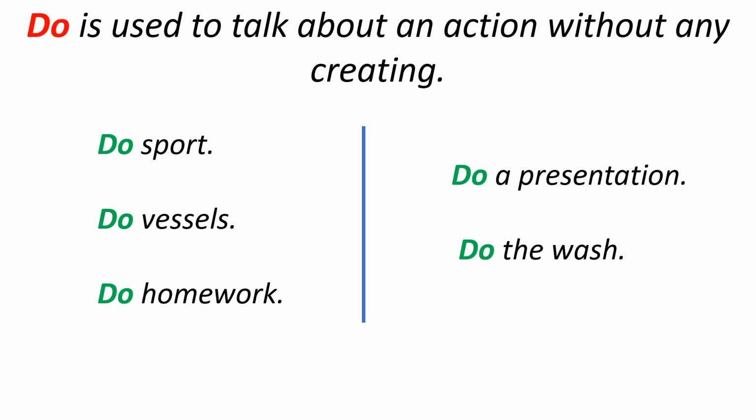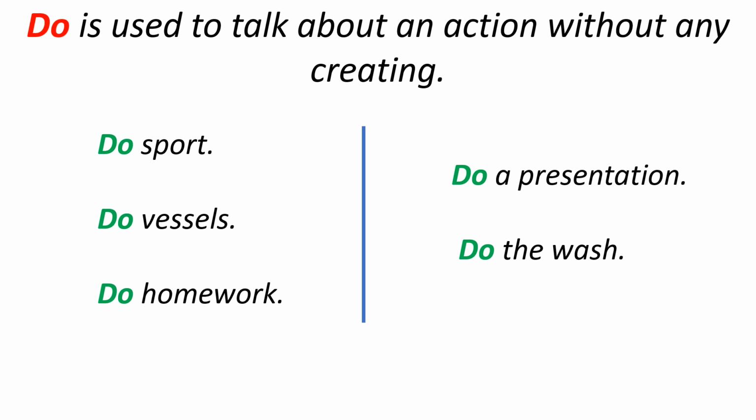The second example is do dishes. So actually you can say do the dishes or you can say do dishes. And do dishes is the most common. So do dishes. We don't make a dish. We don't make a dish. No. We are just washing dishes. So we express this by using the verb do.